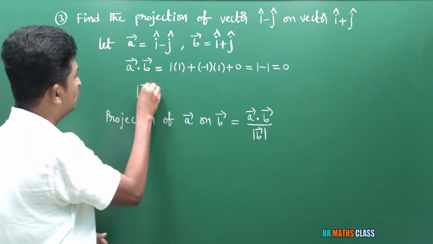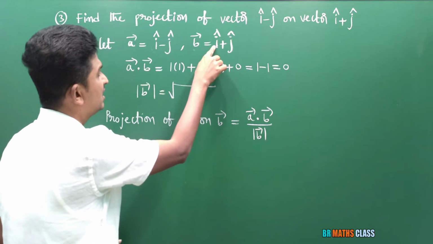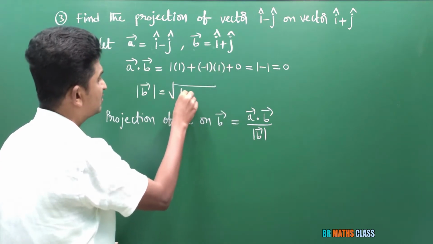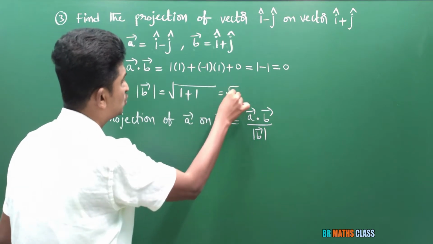Magnitude of B bar. How to calculate magnitude of B bar? Root over. This is B bar. Here 1 is there. 1 square, that is 1 only, plus 1 is there. 1 square, that is 1. That equals root 2.